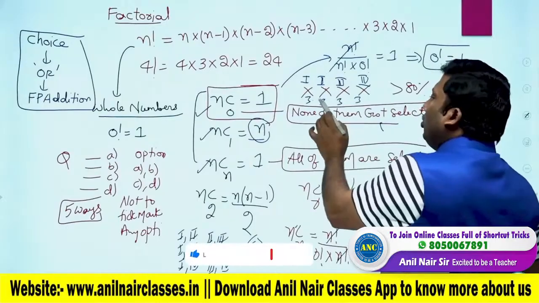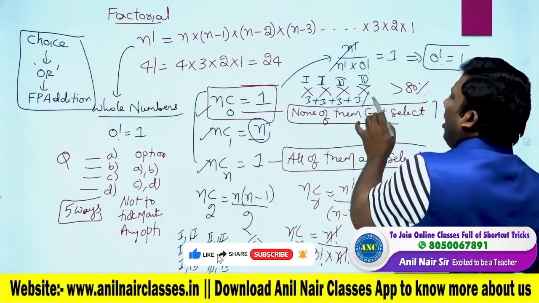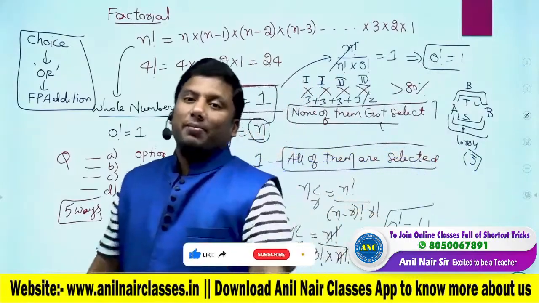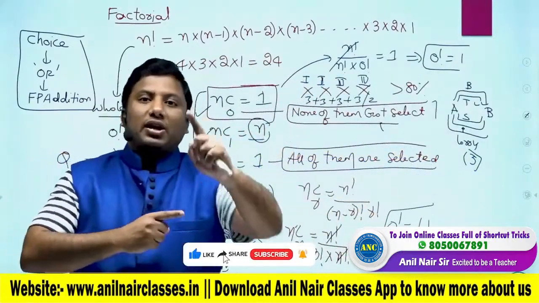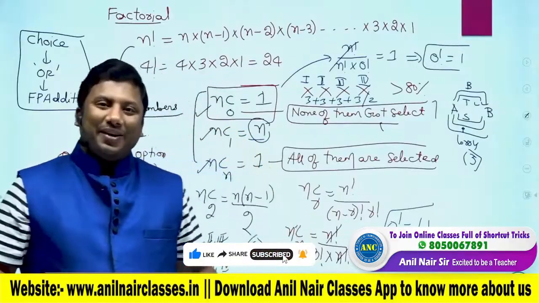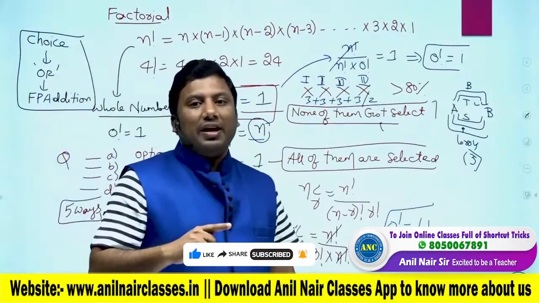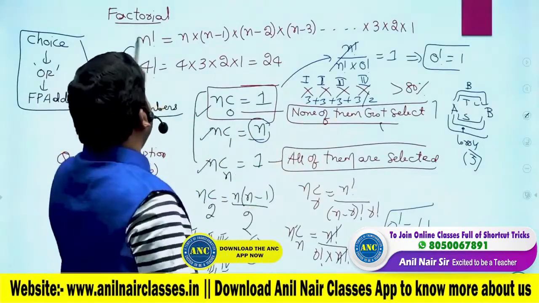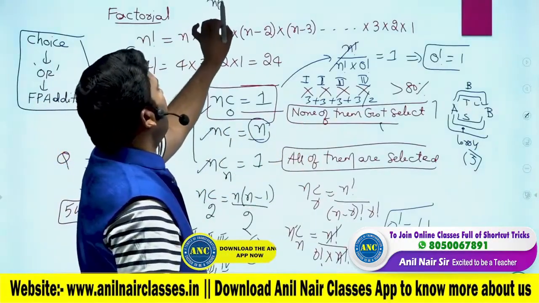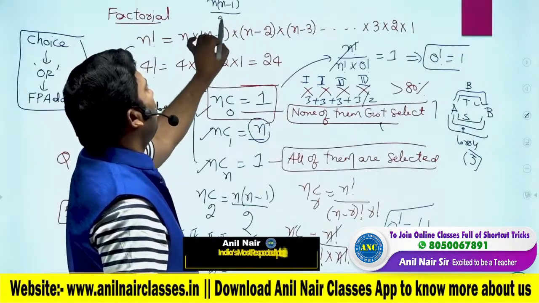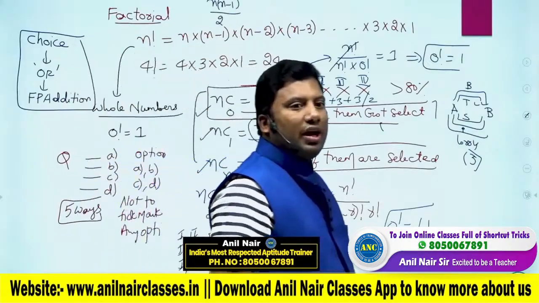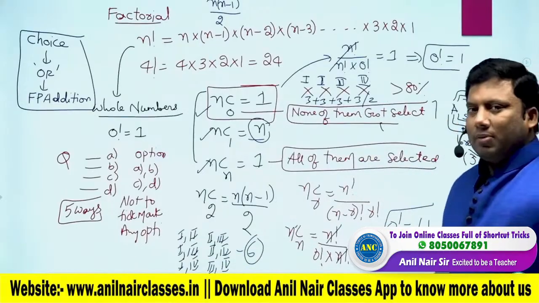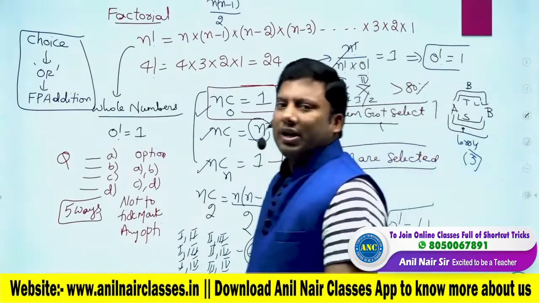Half of them are duplicated. If there are n, 1 with other n minus 1, 2 with other n minus 1, 3 with other n minus 1, 4 with other n minus 1. Total n, each one with n minus 1. n into n minus 1. Half of them are duplicated. So n into n minus 1 by 2. Very, very important key point.